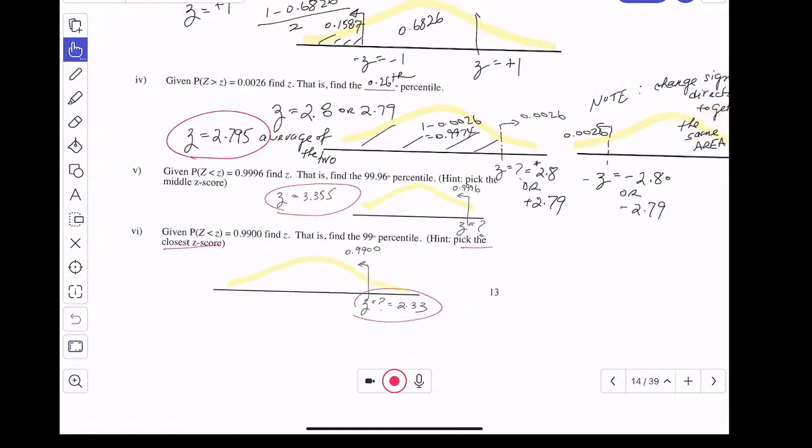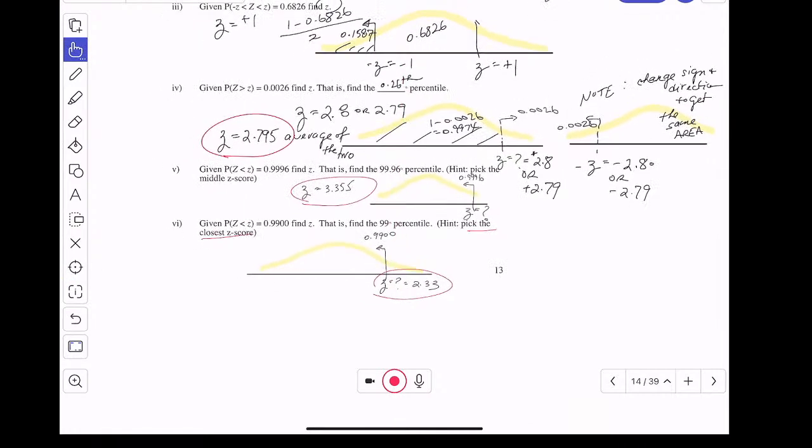That's what's going to happen. So if you look up this number in the negative table, you're going to get negative 2.8. That's not the right answer. It's positive 2.8. The reason is because the tables only give you the area to the left.